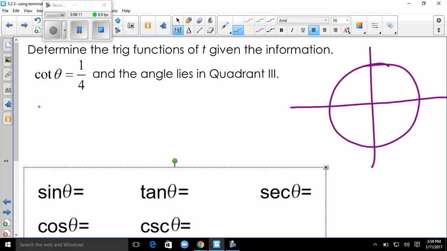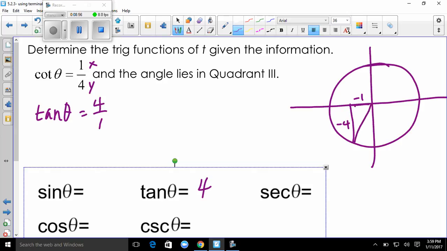Cotangent, or you could say the tangent, is 4 over 1. So we know the tangent, right? Because cotangents, they're just reciprocals. So tangent's going to be 4. Cotangent is x over y, right? So now remember it's in quadrant 3. So if I go over 1 and up 4, I am not in quadrant 3. I'm in quadrant 1. So I must have to go back negative 1 and down 4, negative 4, because the negative over negative would be positive.